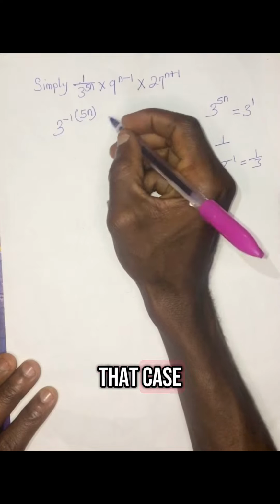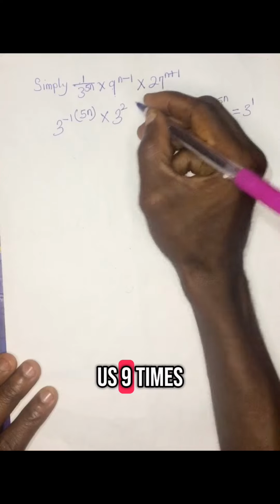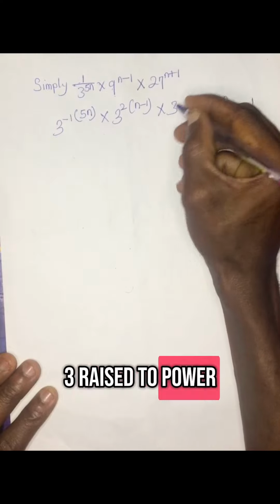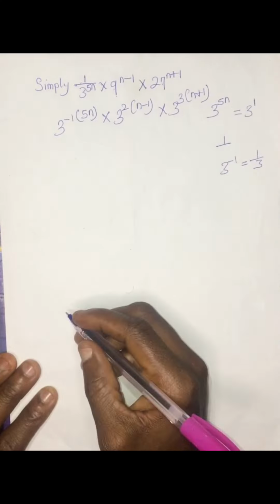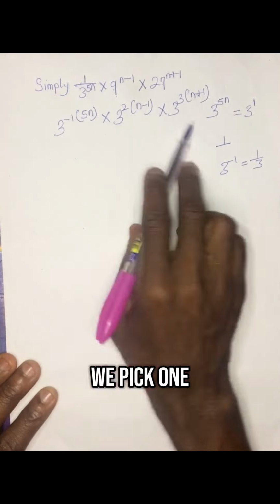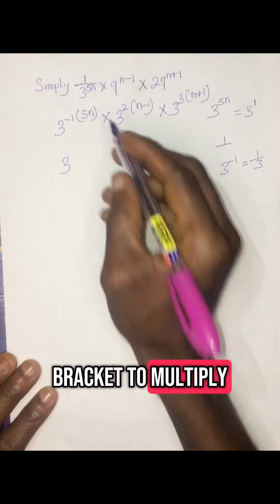So in that case, 3 raised to the power 2 will give us 9, times the index n minus 1, times 3 raised to the power 3, which is 27, times the index n plus 1. Now they have the same base, 3, 3, 3. We'll pick one of the bases, then open the bracket to multiply.